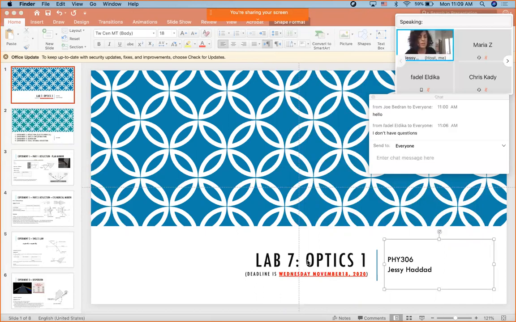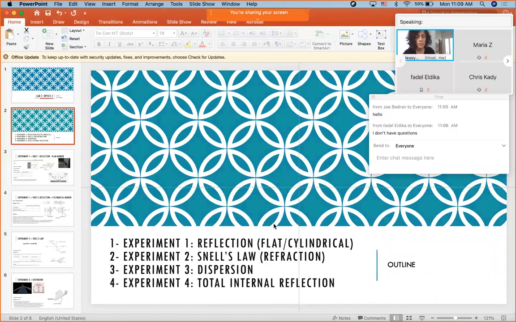But let's discuss the theory today, especially that the theory is basically some optics related material that most probably you studied in grade 8, 9, 10, 11, all right? So probably you know this. Okay, so that's Lab 7, optics 1. As you can see, the outline is divided into 4 mini experiments, and this is how the lab report is. Experiment 1 is reflection.